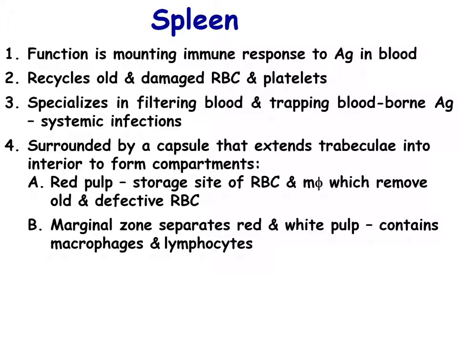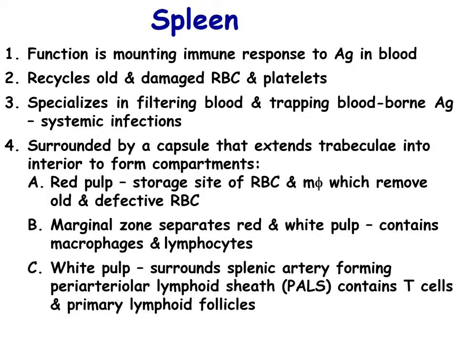Then you have what they call a marginal zone, which separates the red and the white pulp, and it contains a lot of macrophages and certain types of B lymphocytes that are unique. And then the white pulp, which surrounds the splenic artery and forms, with a lot of T cells, a periarteriolar lymphoid sheath, which of course we call PALS for short. And this is where you have lymphoid follicles with B cells and T cells in it.